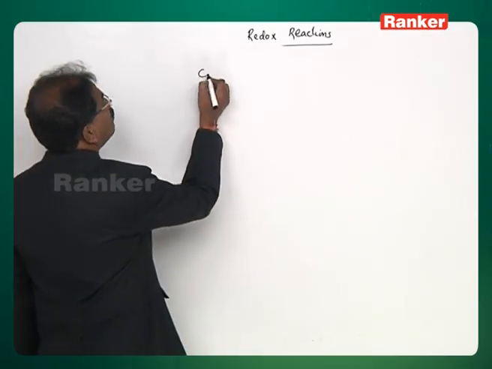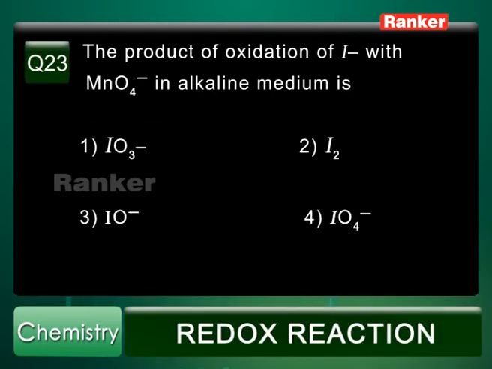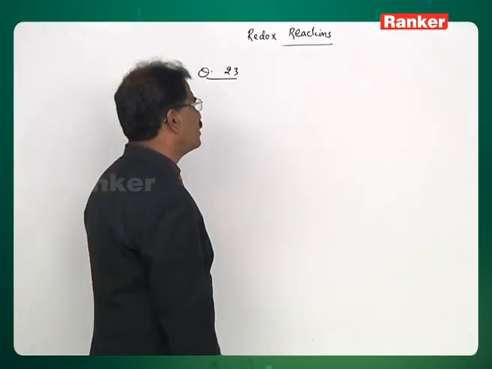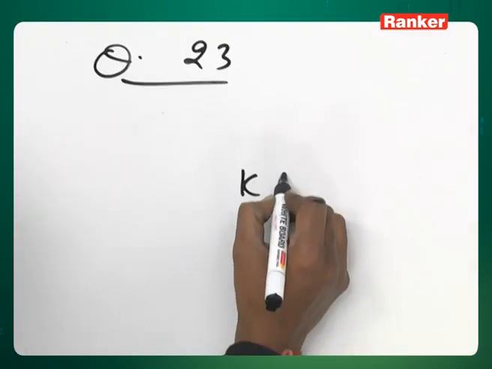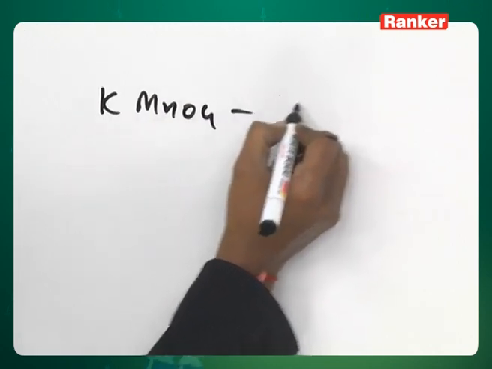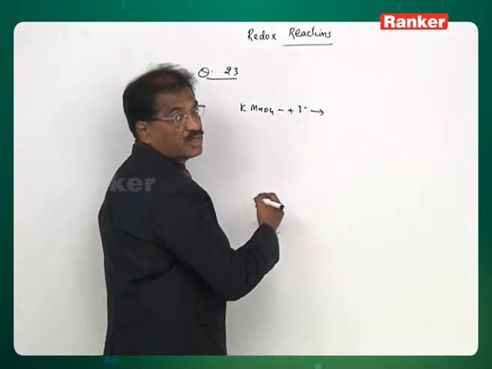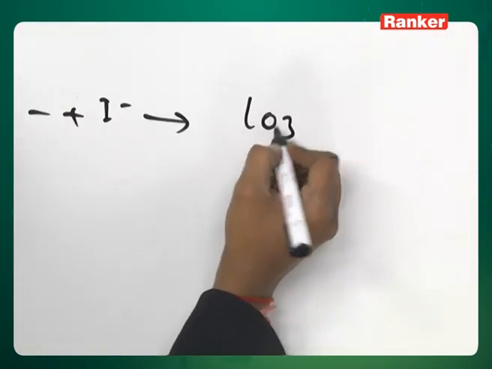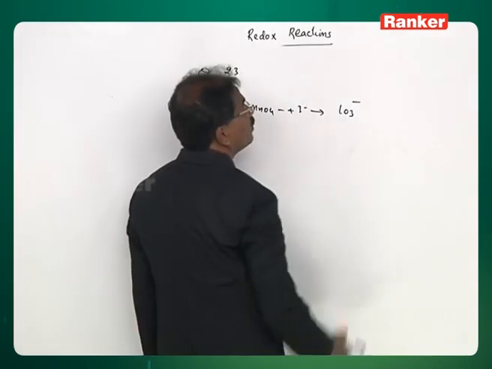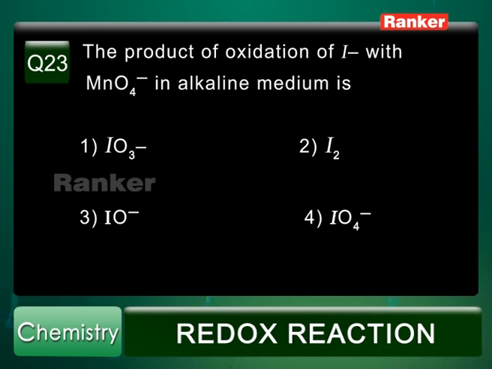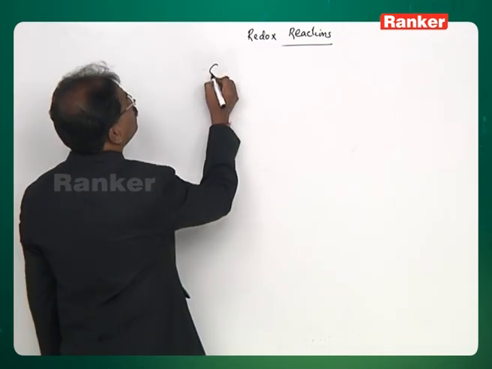Next, question number 23. The product of oxidation of I- with MnO4- in alkaline medium. Here it is a theoretical question. You have to remember that whenever KMnO4 reacts with I-, the I- will be oxidized into IO3-, iodate. Therefore, the option is the first option.